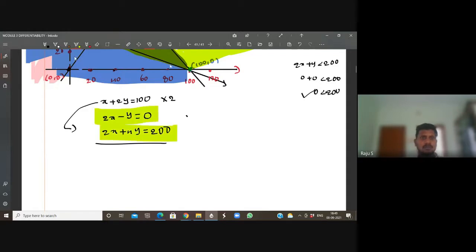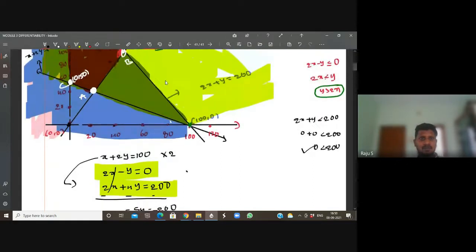These 2 equations you can solve. Minus, minus, minus, so that gets cancelled. And minus 5y is equal to minus 200. Then y is equal to, what about the y value, students? 40. When the y value is 40, then the x value must be 80.